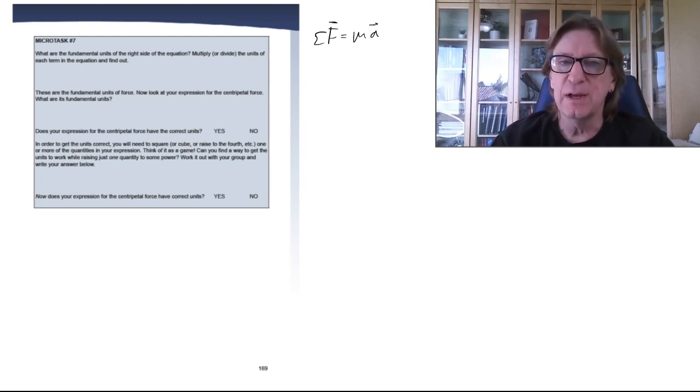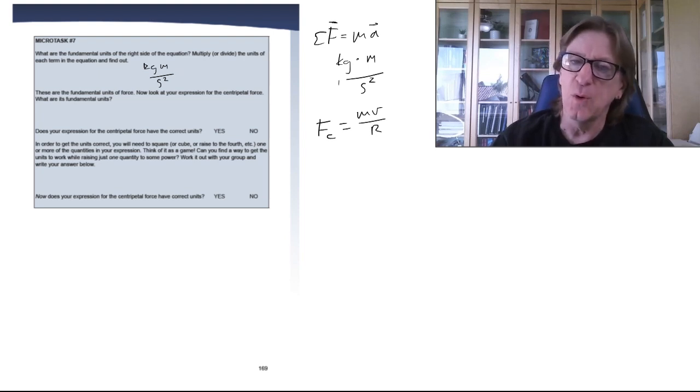All right, well, I know that this is a kilogram, and I know that this is a meters per second squared. So my units here should be kilogram meter per second squared. Now take a look at our centripetal force that we've proposed. Just to remind us, we decided it was mv over r. So what are the fundamental units of that?